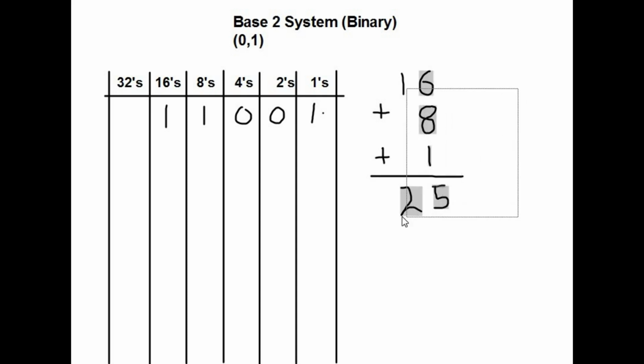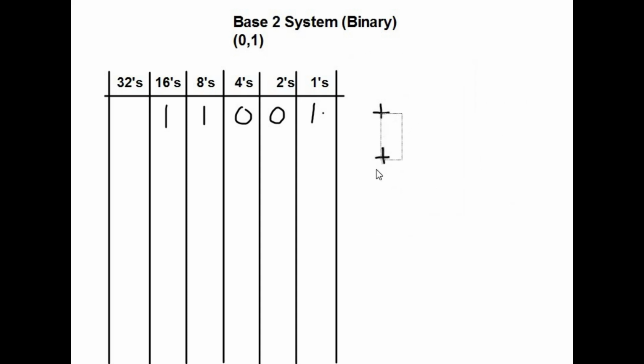Now let's do another example. This digit here has a face value of 1 and a place value of 32. Therefore, its actual value would be 32. This would have an actual value of 0. Therefore, we don't need to add it to our sum. This digit has a face value of 1 and place value of 8. Therefore, its actual value is 8.